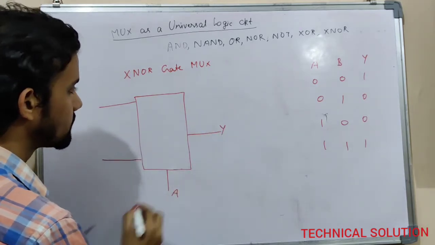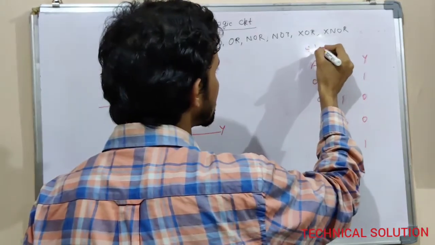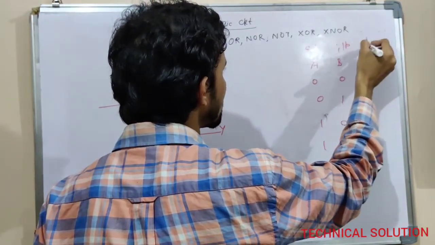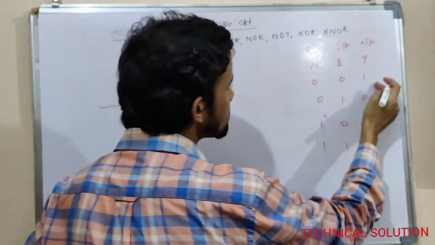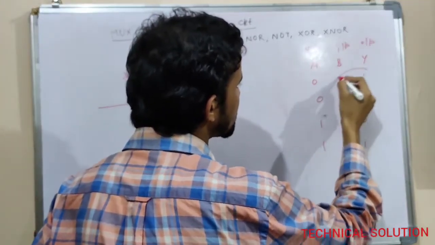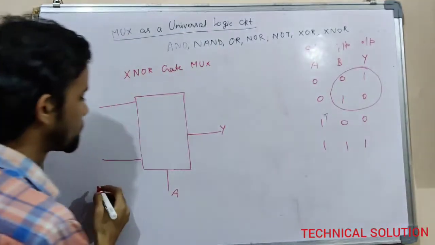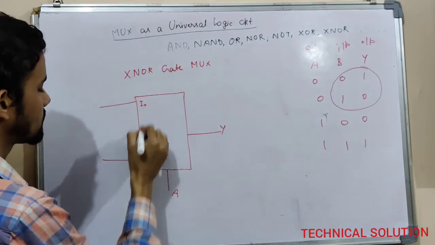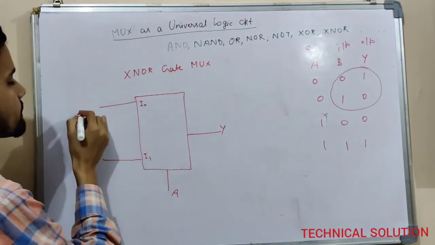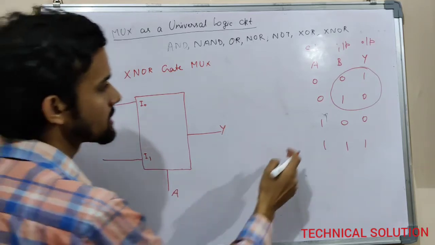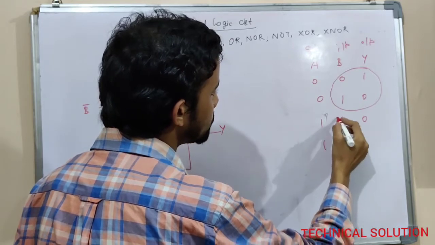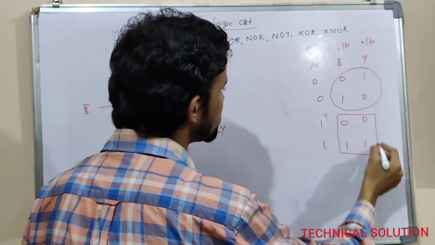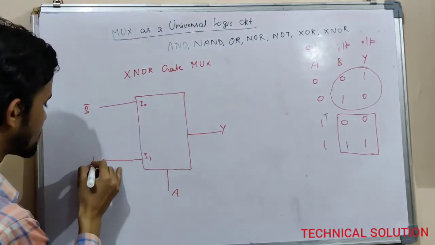This is the selection line, this is the input and this is the output. If the selection line is 0, then this Y is the complement of this B, that is I0, I1. This is B complement. If the selection line is 1, then this output is the same as this input B.